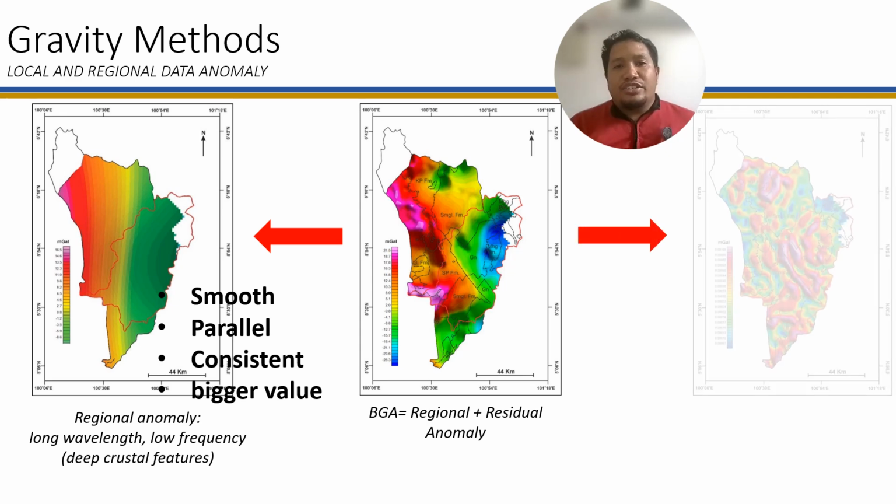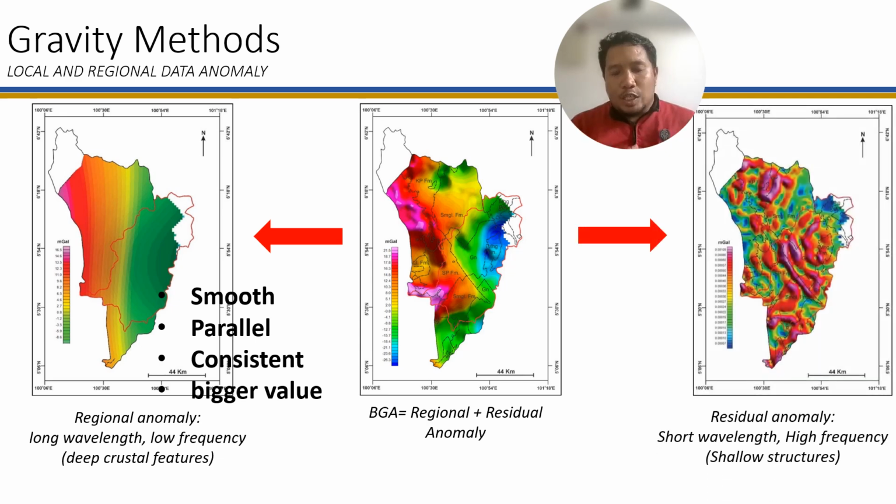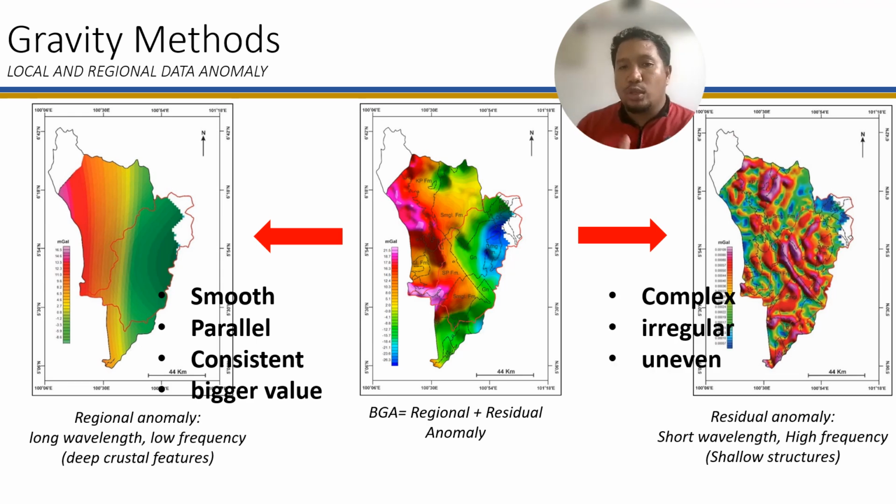On the other hand, residual anomaly maps display complex contour lines, irregular patterns, uneven spacings between contours, and smaller magnitudes. So these features result from shallow structures being subjected to various structural and tectonic events or tectonic activities over time. So geologists and geophysicists often rely on residual anomaly maps to investigate the shallow structures like buried karst formations, small anticlines, cavities, and even for mineral exploration purposes.